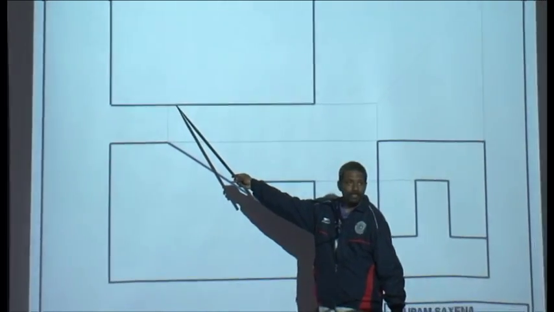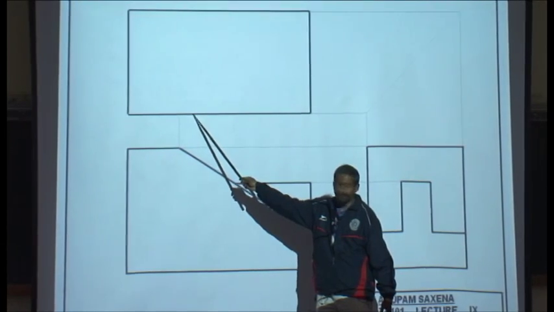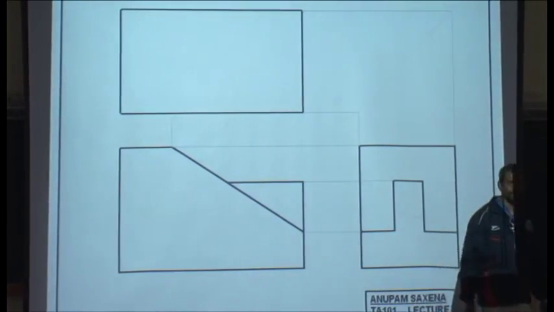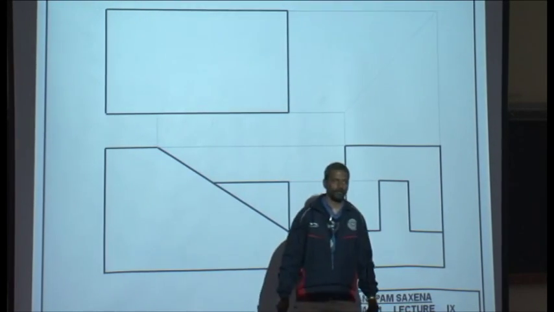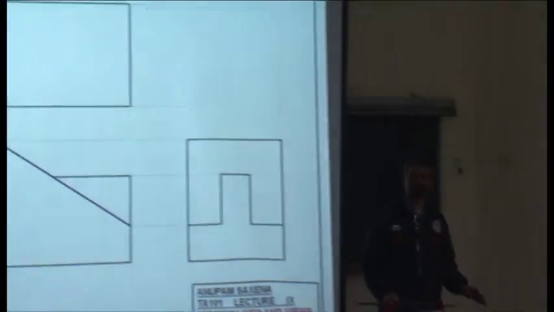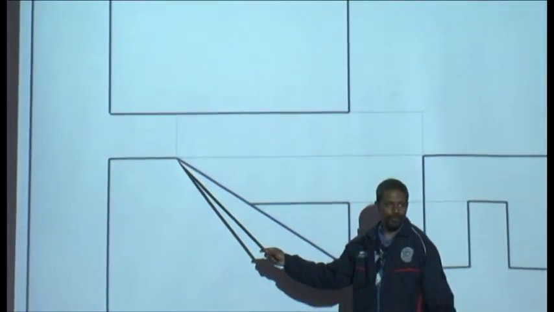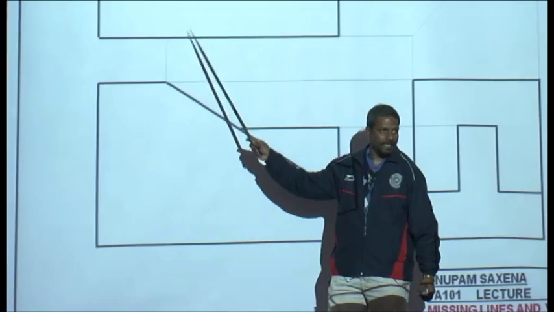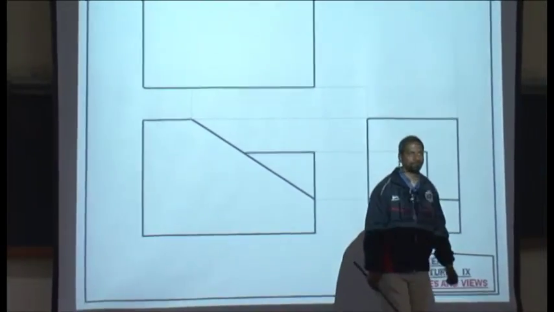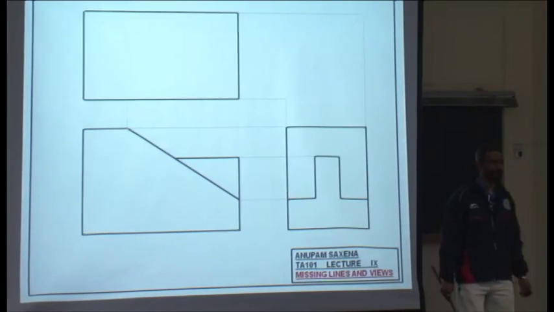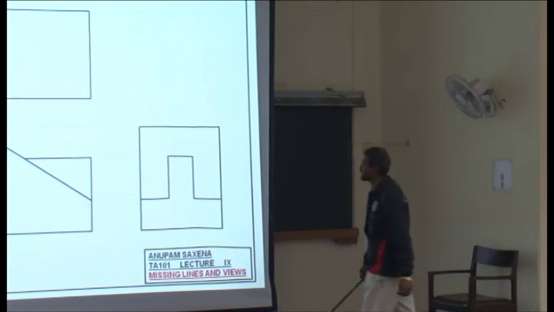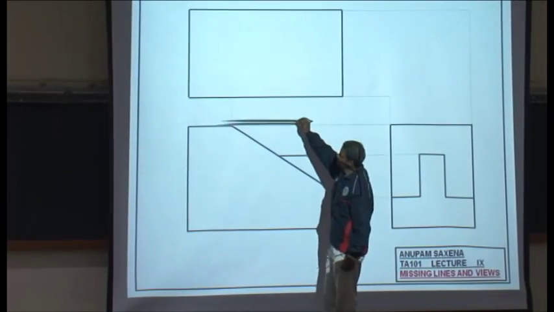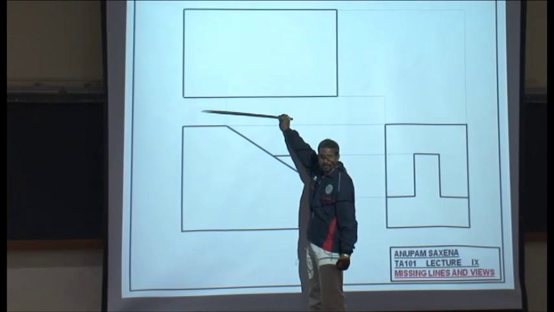If I project this point onto the plan view or top view, I'll see something. Okay, and if I project this point onto the right hand side view, I'll see something. Now, if I have a point in one of the views, what would I see in the other two views? Lines? And are they going to be perpendicular to the hinge lines or parallel to the hinge lines? They will be perpendicular to the hinge lines. Okay?